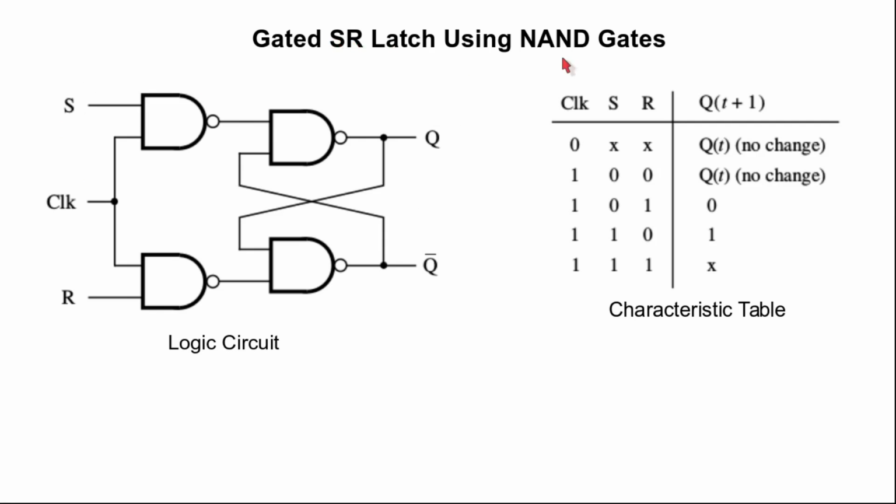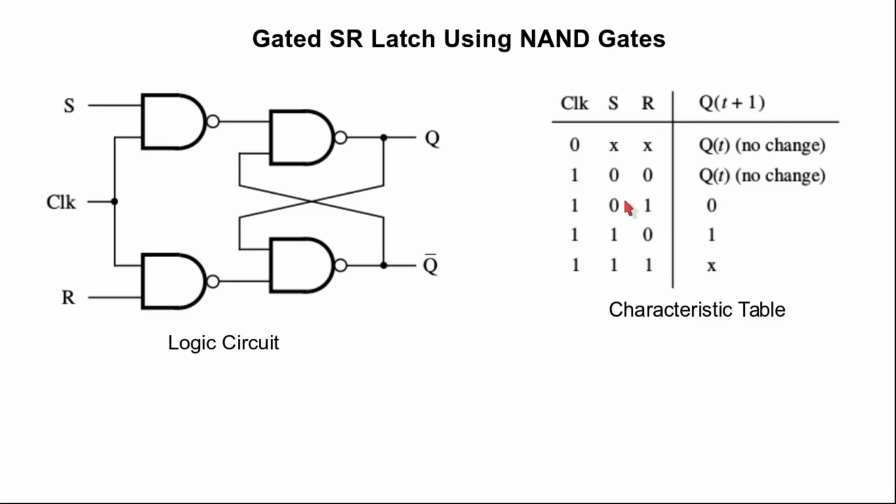So for the gated SR latch using NAND gate, this characteristic table is exactly the same as the gated SR latch using NOR gate. And what I mean is that when the clock input is 0, no changes will take place. When the clock input is 1, the S input is 0, R input is 0, there will be no change. When the clock input is 1, the S input is 0 and R input is 1, we will go to the reset state.